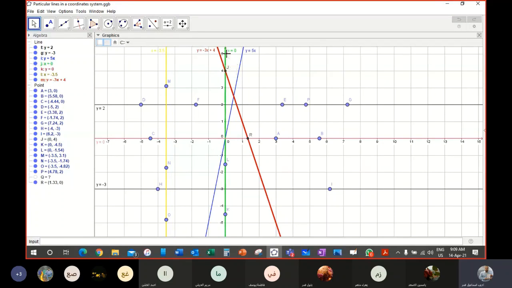So the axis y prime y and all the lines that are parallel to it have no slope. Its equation is x equals 0 because all the points on this line, like point J (0, 4), like point L (0, -1.54), like point K (0, -4.5), like point O (0, 0), which is the origin, all the points on y prime y have an abscissa equal to 0.